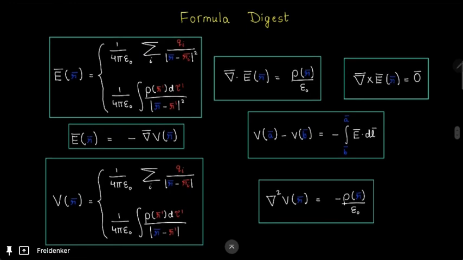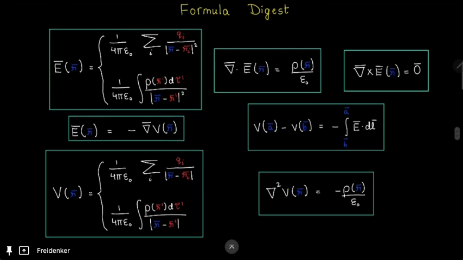Here is a formula digest. All of this is very much known. There is nothing much to be told here. We looked at this previously. This is the Poisson equation. Potential difference. Curl of electric field is zero. This is Gauss's law, but in differential form. We know this. All of this is known. Yes, that's it. There is nothing much to be told here, and this shall end here.